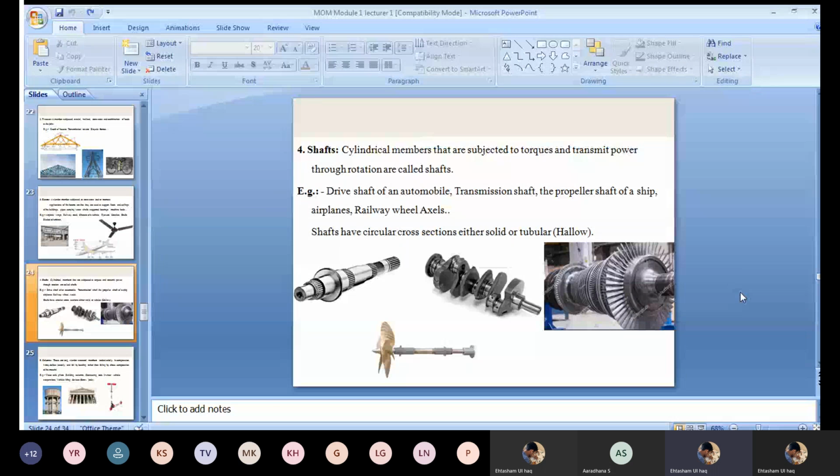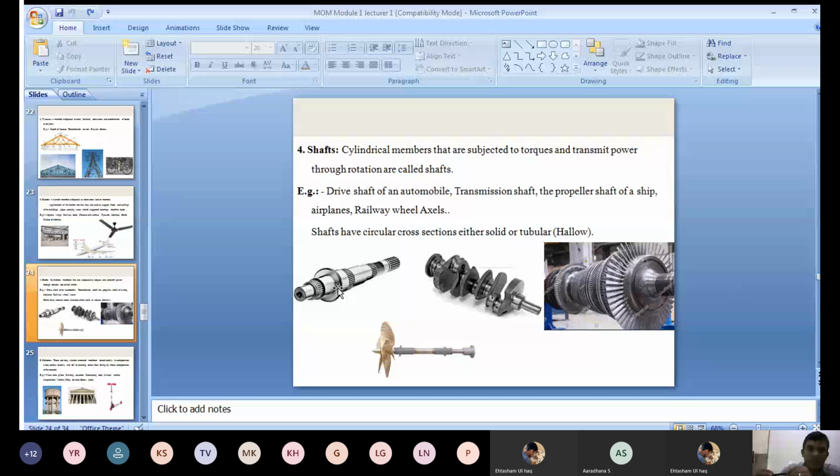The name of the slide is shaft. Okay, so shafts are nothing but a cylindrical member. Cylindrical means a circular cross section. It is subject to a twisting moment or a torque. Then it undergoes a rotation, right? Those members are called shafts.